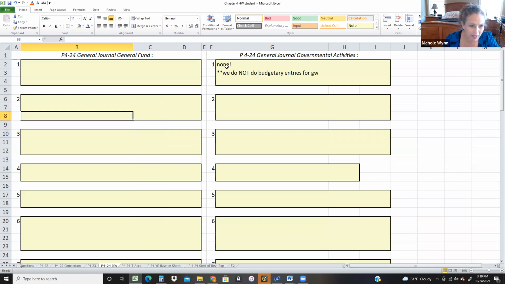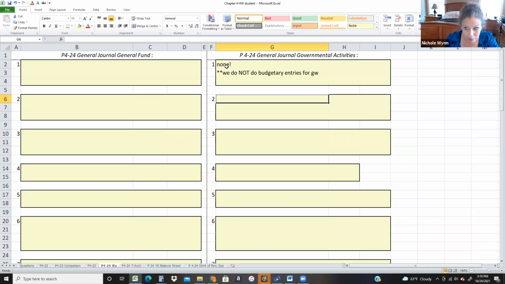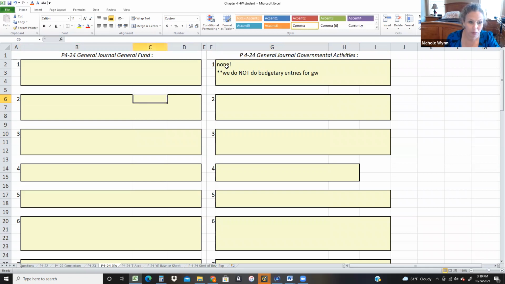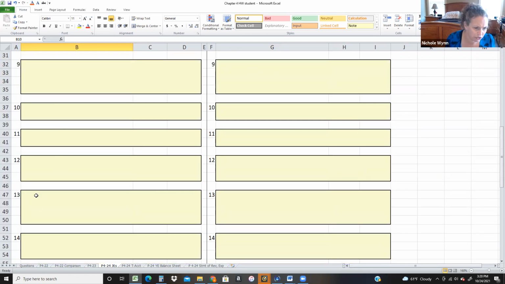So what happens is we do the entry over here for the fund, and then over here, we'll do it for the government-wide. Sometimes it's identical. So sometimes you'll do the exact same entry on this side as you do over on this side, but often it will not be the same. So the entry we just did actually is number 13.